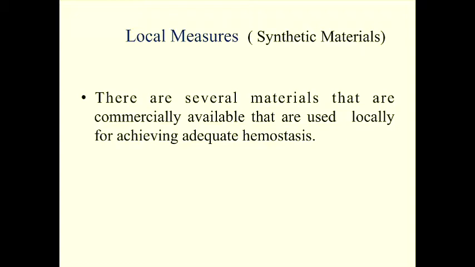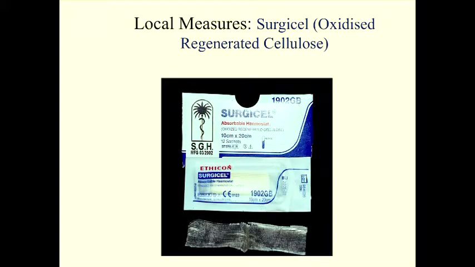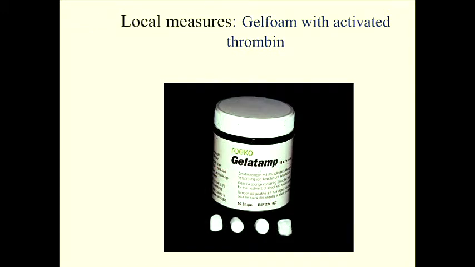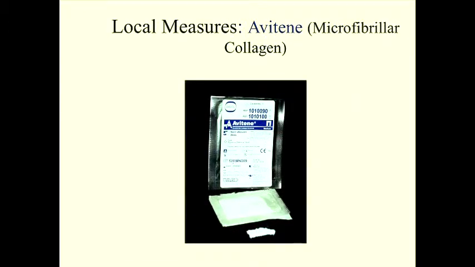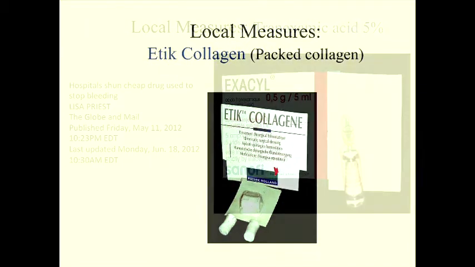So there are several materials available to stop the bleeding. You know about Surgicel. We use a lot of Surgicel, and it will do it very nicely. Or you can use Gelfoam. Everybody in the clinic has Gelfoam, and it works very nicely. Or you can use Avitene, a microfibrillar collagen. It will work very nicely. Or you can use collagen, which also does a good job.